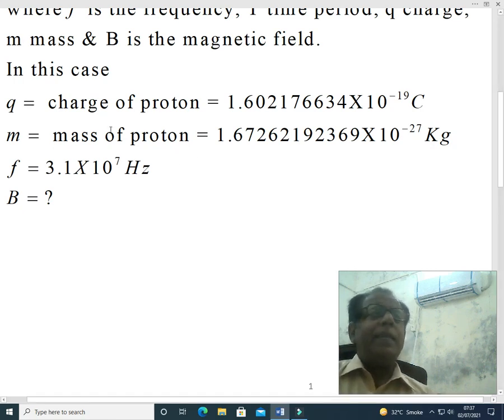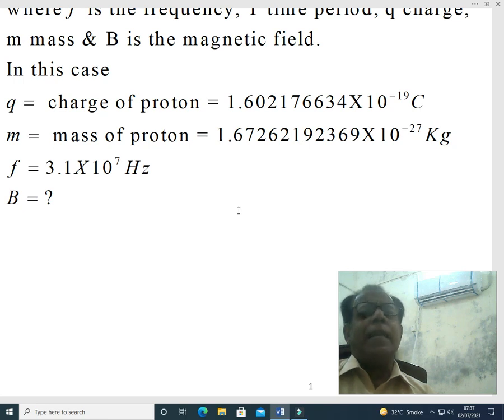Dear students, here the charge of proton can be approximately written as 1.60 × 10^-19. Similarly, the mass of proton can be approximately written as 1.67 × 10^-27. However, I have written the value in more detail, as it is given in the table.